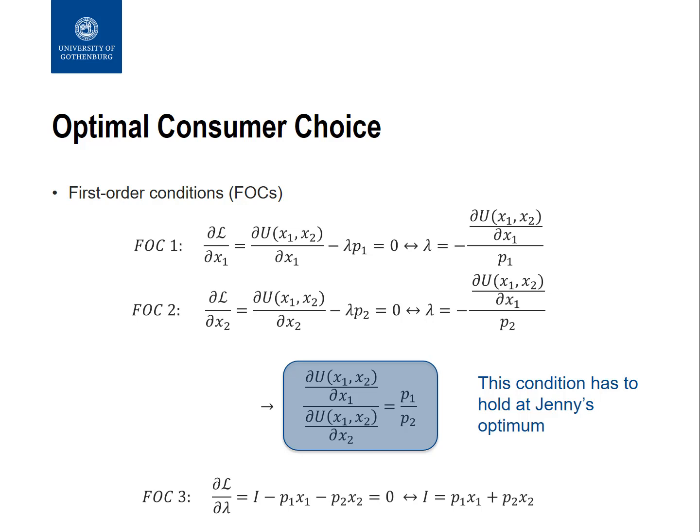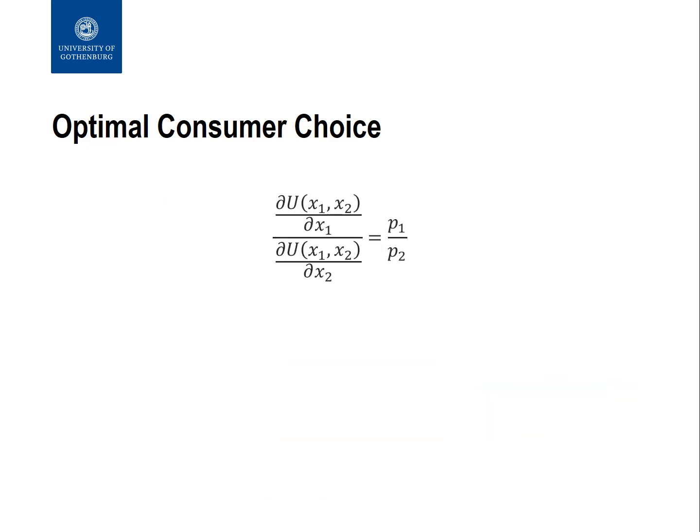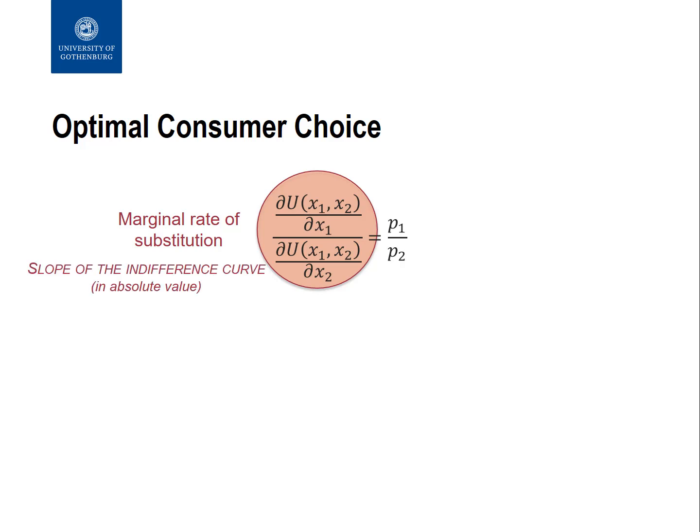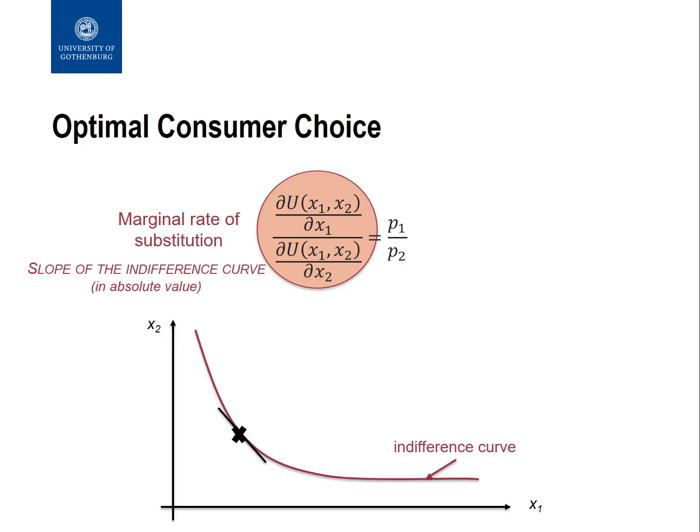Let's analyze a bit further this condition. What does the left-hand side stand for? As I explained in the third podcast, this is the marginal rate of substitution. So graphically, we saw that this is the slope of the indifference curve in absolute value. Now, the right-hand side of the equation. This is the price ratio, which is also the slope of the budget line in absolute value, graphically.